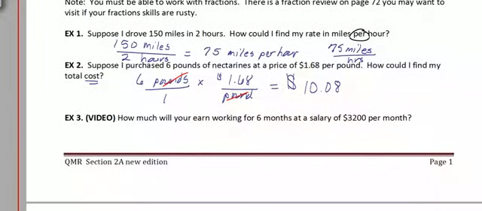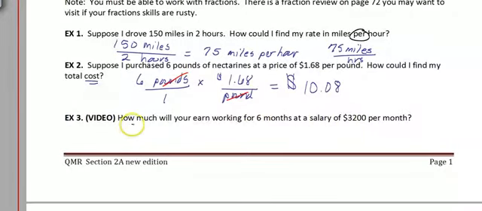Now, actually, you can just disregard any of these that say video on the note sheets. Don't worry about that. But let's take a look at this one again, emphasizing the units. How much will you earn working for 6 months at a salary of $3,200 per month? So I know I'm going to multiply 6 times 3,200, not a problem.